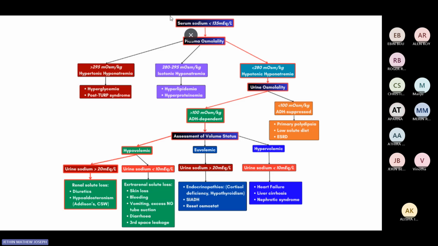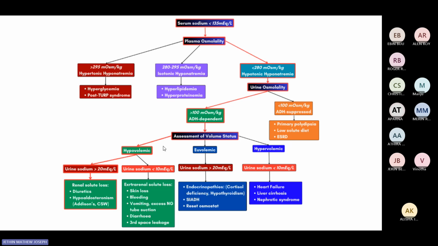Okay, so we've reached the assessment of volume status. We found out that the patient had hypotonic hyponatremia, and then we checked the urine osmolality. Urine osmolality was more than 100, so ADH is acting and urine is concentrated. The next step is to assess volume status. We found out that the patient was hypovolemic, and if urine sodium is high, what are the causes? It's mostly renal solute loss, and causes are diuretics, hypoaldosteronism, and cerebral salt wasting.